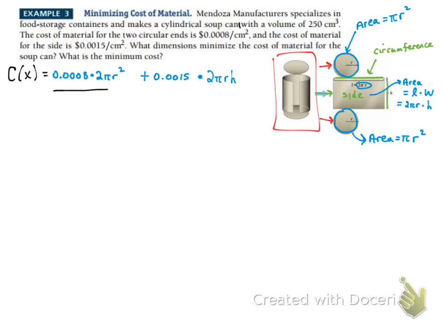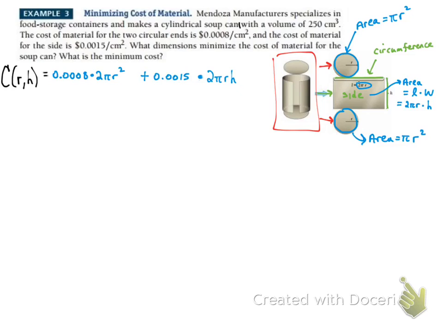Okay, so now we're getting somewhere with our cost function. But you can see that the cost function currently has two variables. So really I should write my function name like this: my cost function is a function of two variables, the variable r and the variable h. But we want to get it down to just one variable. To do that, we're going to have to use some additional information from the problem so that we can relate r and h together somehow.